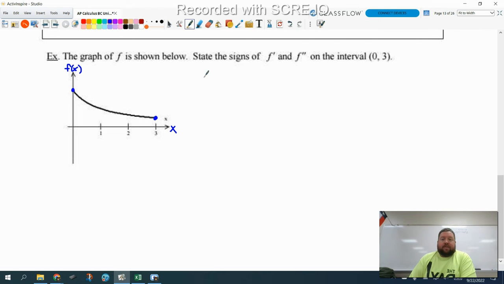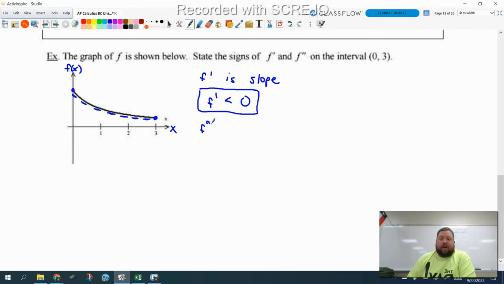Okay, so f prime is the slope of the graph. So just draw some mini tangent lines along here and tell me what the slope is. All we have to do is the sign. So all those slopes are negative. So f prime is less than 0.